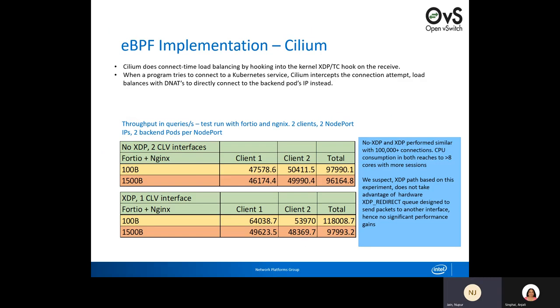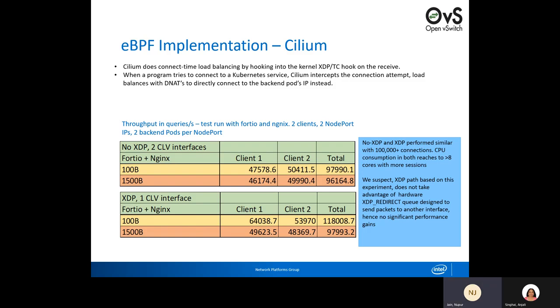So here's a small experiment we ran on the Cilium implementation of eBPF. We set it up in two modes. One was the XDP mode, another was no XDP mode. Cilium usually does connect-time load balancing by hooking into the kernel XDP-TC hook on the receive. When a client tries to connect to a Kubernetes service, Cilium intercepts the connection and load balances with DNAT to directly connect to the backend pod IP.